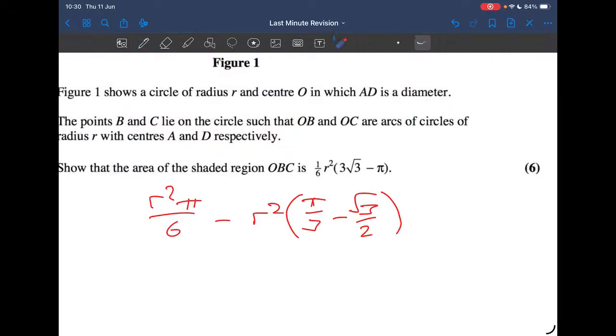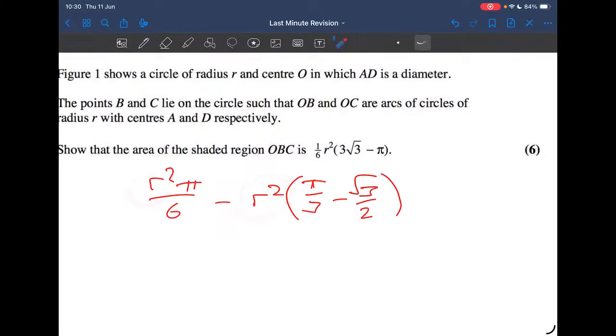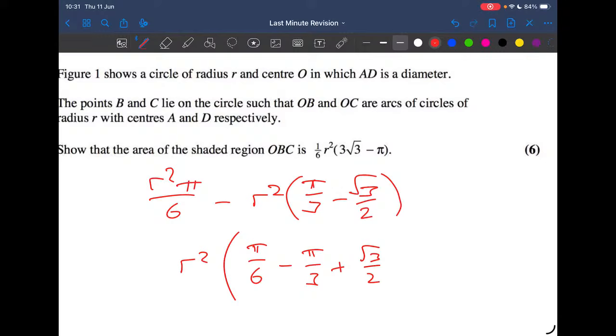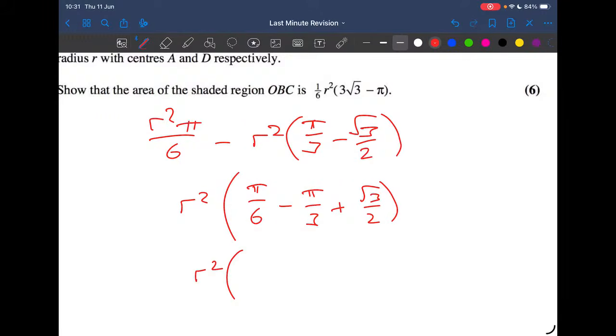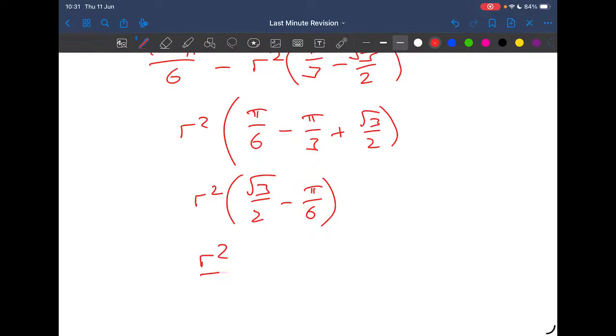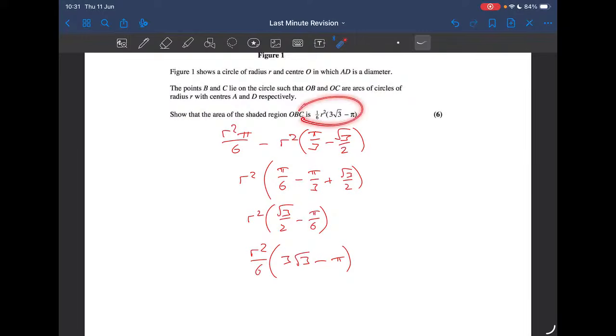And then let's expand everything out. Well, not expand, maybe we'll take away some r squared. What we're left with, I've got pi on 6 minus pi on 3 plus root 3 on 2. What's this give me? Well, it's a 6, take away a third, so it's a minus a 6. So r squared of, we'll put the root 3 on 2 first, minus pi on 6. And then let's take a 6 out the front. What do we get? R squared on 6. I need to triple the first bit and just leave the last bit alone. Is that correct? Yeah, lovely.